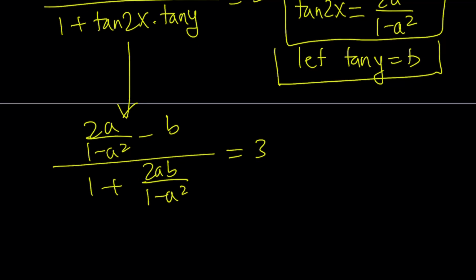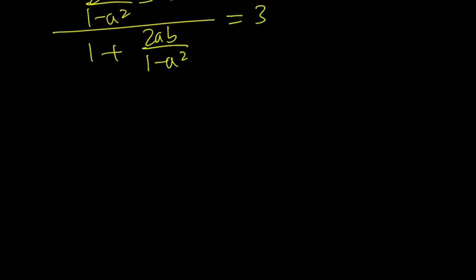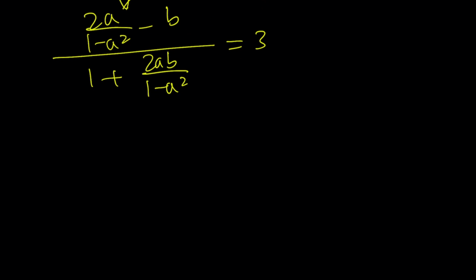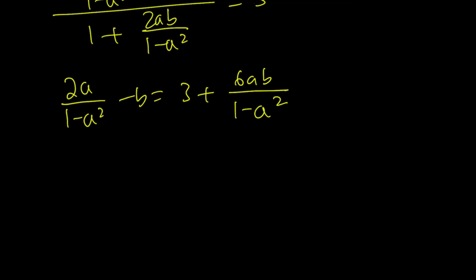And that equals 3. All right, so we're going to set this equal to 3. And now I'm going to expand it completely, and then I'll get a nicer equation from here, and then I'll do the other one. So for this one, obviously we need to cross multiply. 2a over 1 minus a squared minus b is equal to 3 plus 6ab over 1 minus a squared. And then we multiply everything by 1 minus a squared, provided that a does not equal 1. Since tangent x is equal to a, at the end we're going to check to make sure that a does not equal 1.